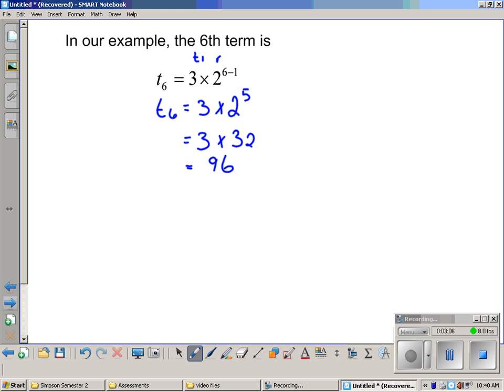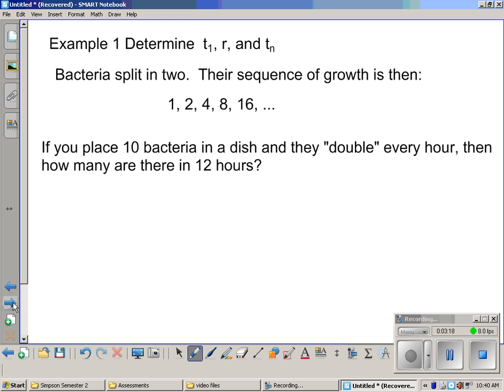So our sequence started off as 3, 6, 12, 24. If we kept going, this would be the 5th term. The 6th term would be 96. Example 1. Determine T1, r, and Tn. Bacteria split in 2. Their sequence of growth is then 1, 2, 4, 8, 16, and so on.